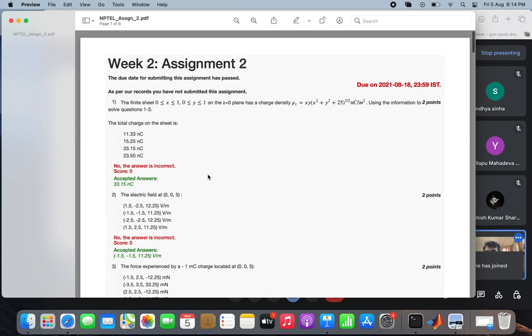So the first problem here says that there is a finite sheet in the xy plane going from 0 less than or equal to x less than or equal to 1 and 0 less than or equal to y less than or equal to 1, and the plane has a charge density of rho s which is given by this formula.